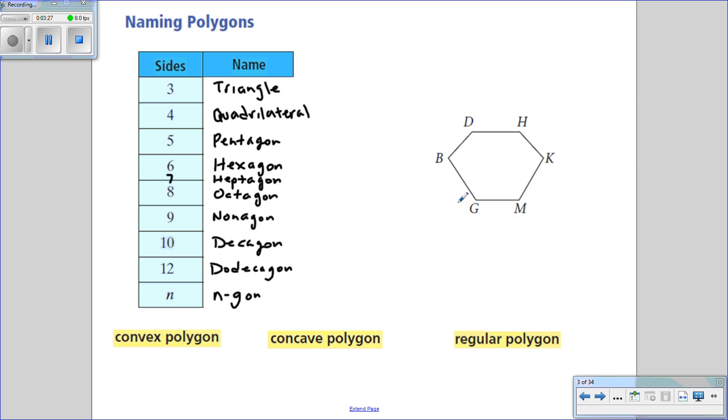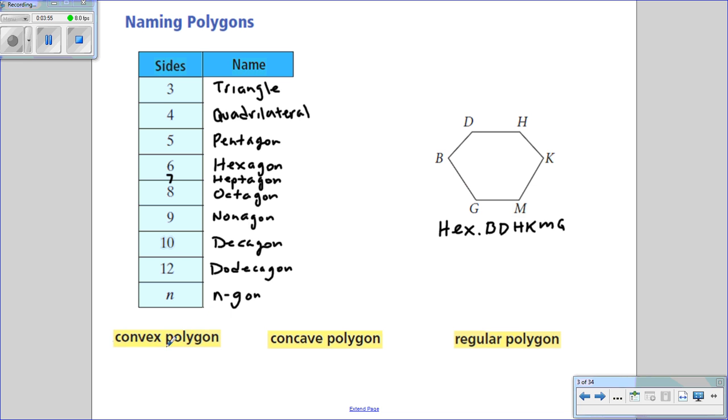Okay, so let's name this one right here. This has 1, 2, 3, 4, 5, 6 sides. So this would be hexagon, and then you can go clockwise or counterclockwise, but don't jump across. So we'll just name this hexagon B, D, H, K, M, G. And that's how you name polygons. Okay?